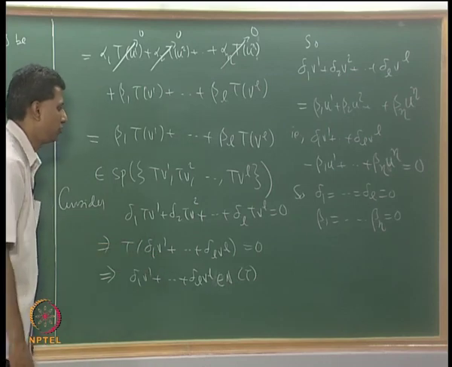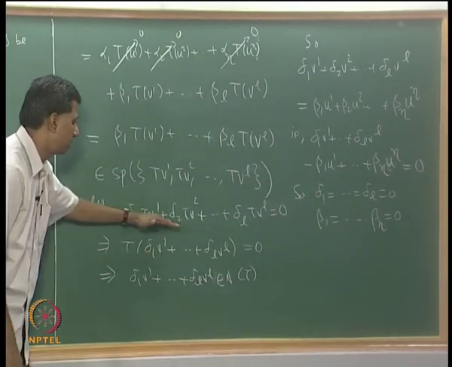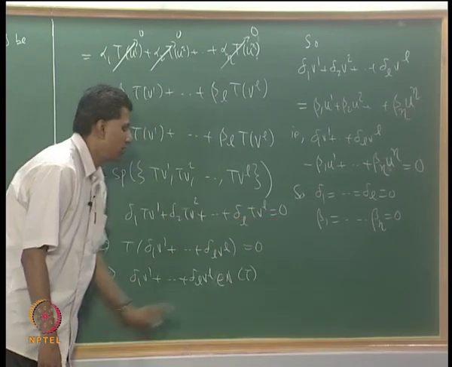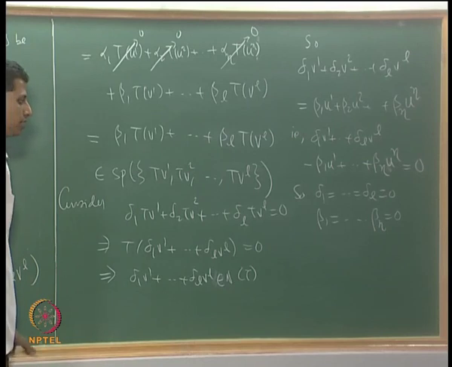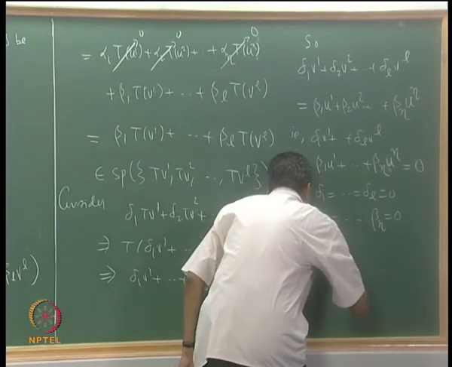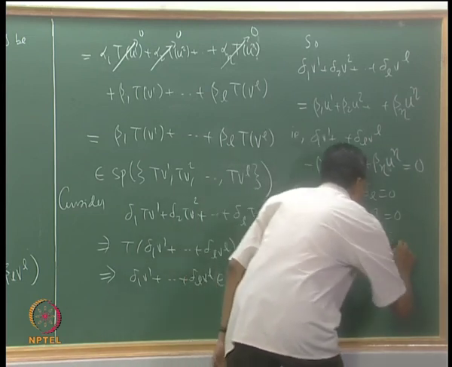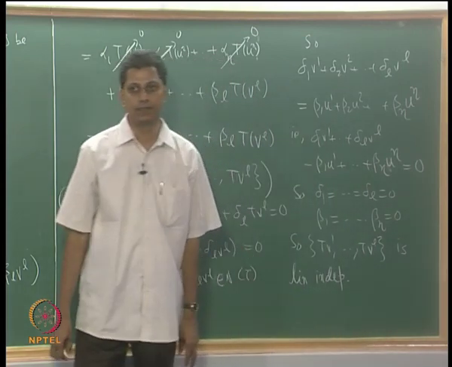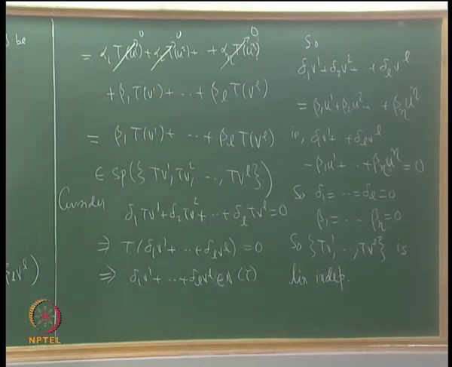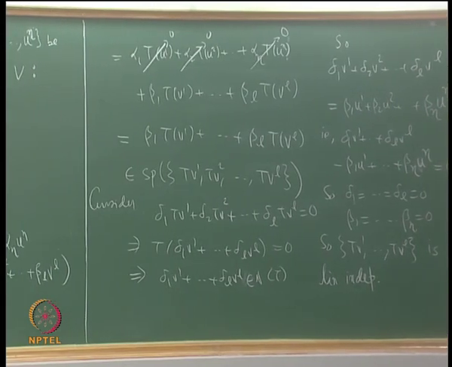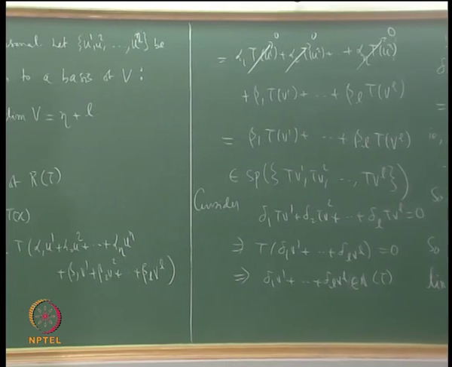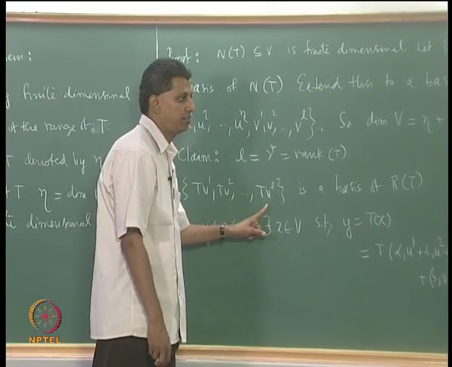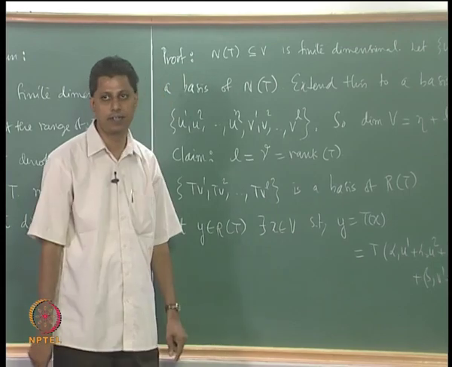I am sorry, you have the proof right away. Delta 1 etc. delta l equal to 0. I started with delta 1 T v1 plus delta 2 T v2 etc. delta l T v l equal to 0. I have shown that the scalars are 0. So T v1, T v2 etc. are linearly independent. So T v1 etc. T v l is a linearly independent subset. Hence the theorem. Our claim is that l is the dimension of the range of T. First, we have shown that these vectors T v1, T v2, etc., form a spanning set. Then we have shown that they are linearly independent. That is the Rank-Nullity-Dimension Theorem.